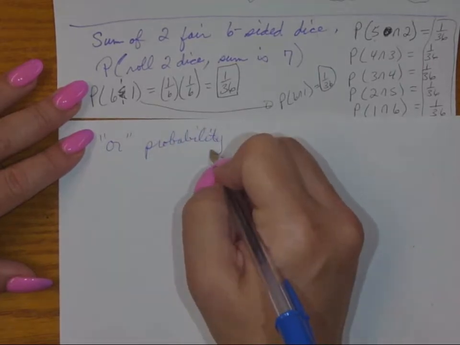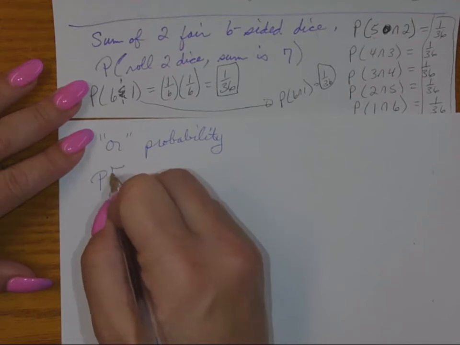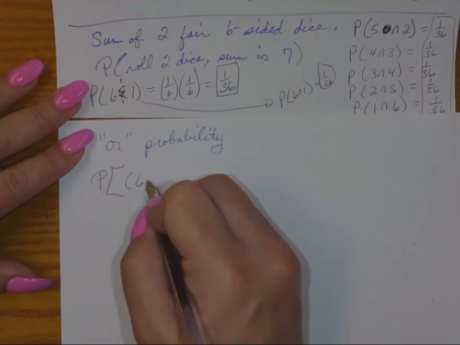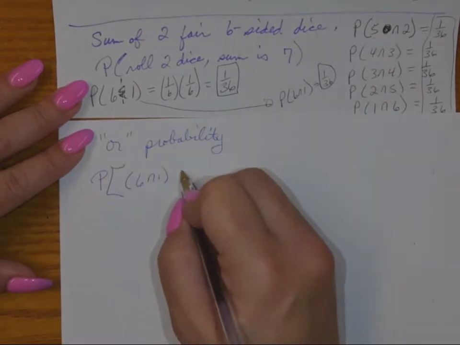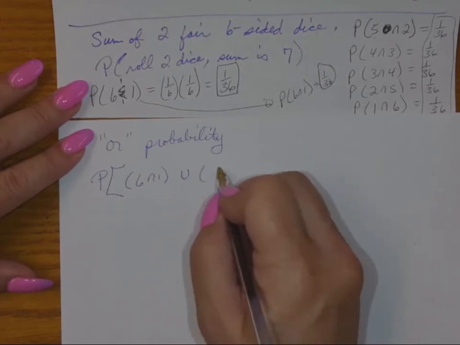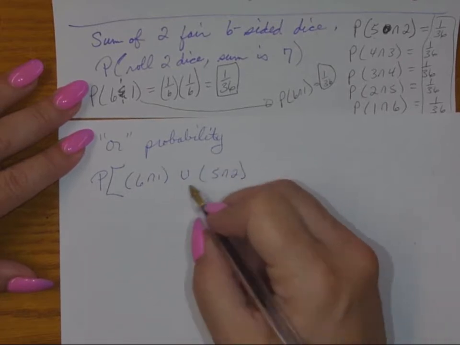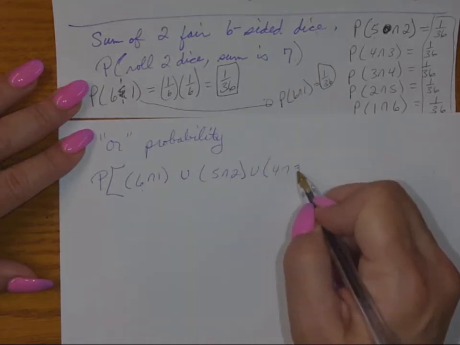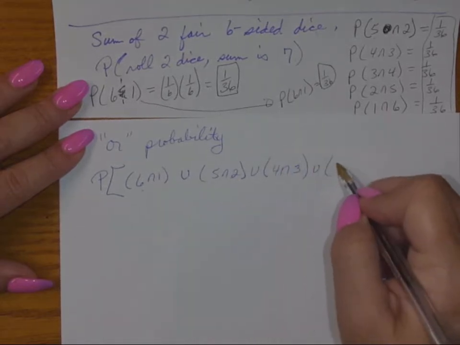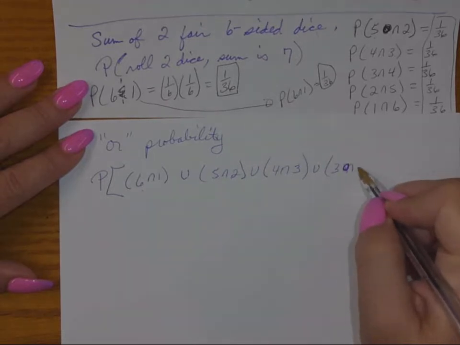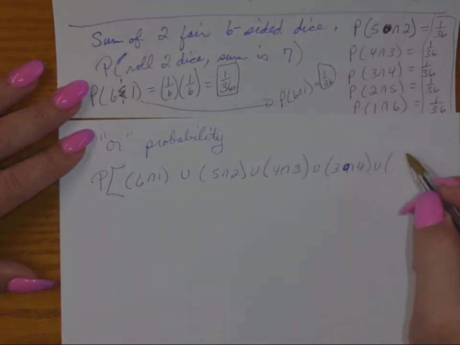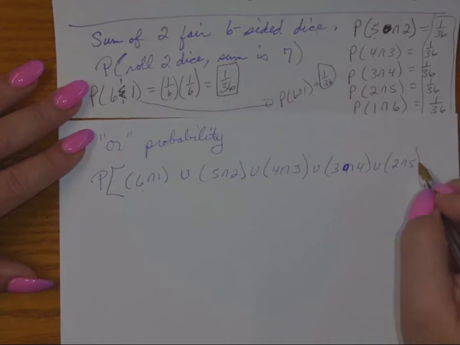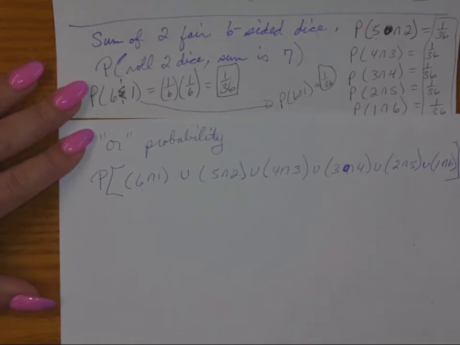Right? So that's like this. I want the probability of 6 intersect 1 or 5 intersect 2. I want this one or this one or this one: 4 intersect 3 or 3 intersect 4 or 2 intersect 5 or 1 intersect 6. I want the probability of all of those. Well, I've got it, right?